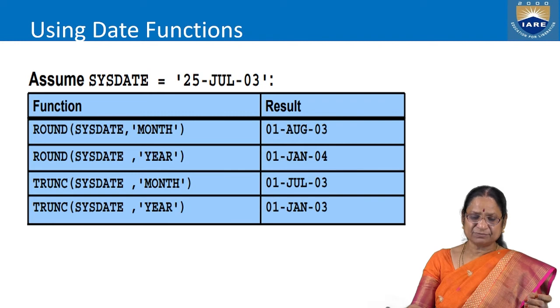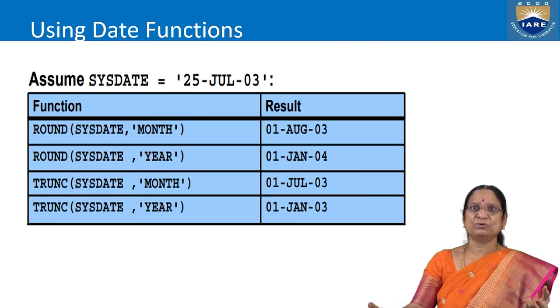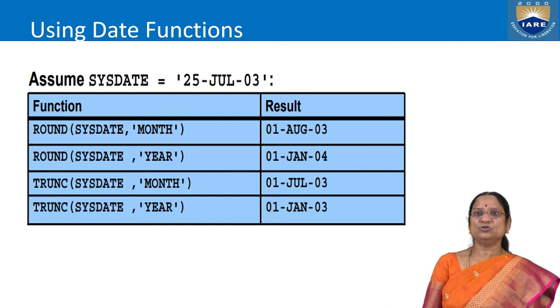Similarly, by using system date, you can observe the round of system date to month. Till month we are rounding. System date to year, year we are rounding. Truncating system date to month and year. So 25th July 03: when we are rounding the month, July rounding means up to July is there. 25th July means more than 5, so August. So we'll get 01 August.